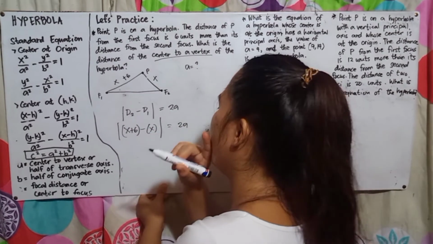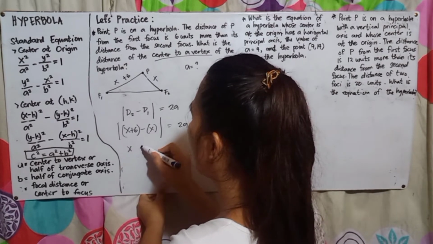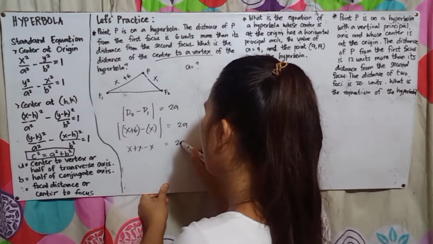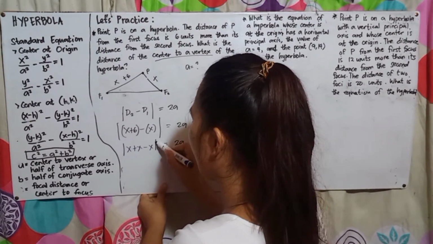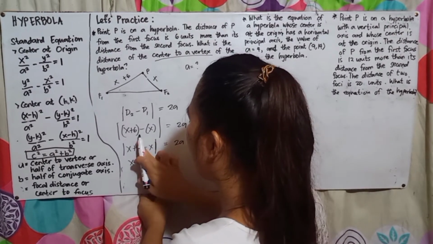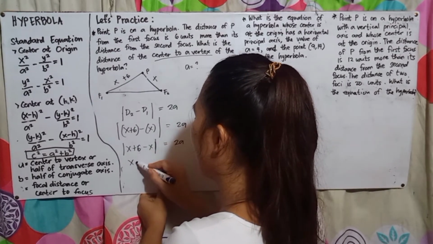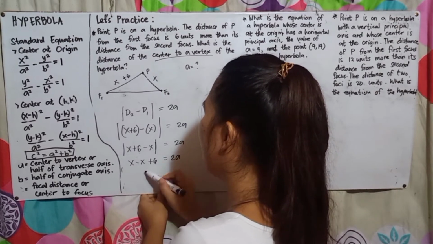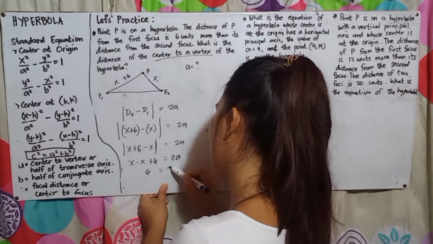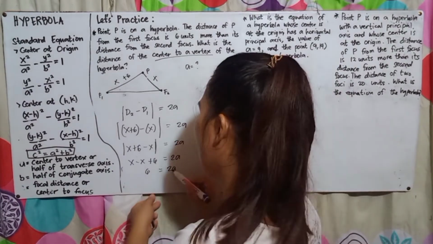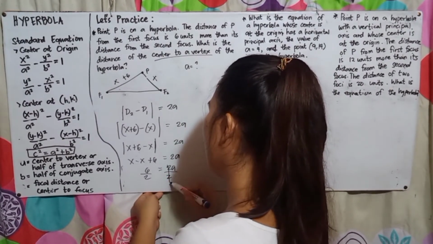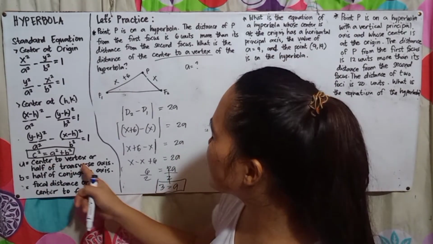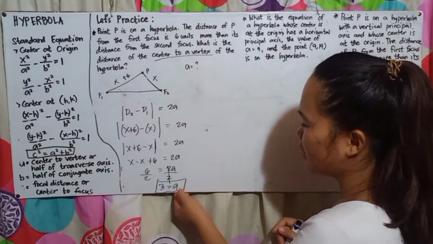So x plus 6 minus x equals a. x minus x cancels out, so 6 is left. Since x minus x is 0, over 2, a equals 3. Therefore, the distance from the center to the vertex is 3 units.